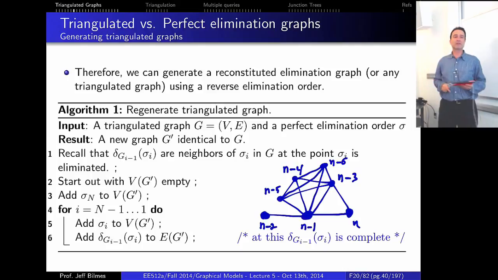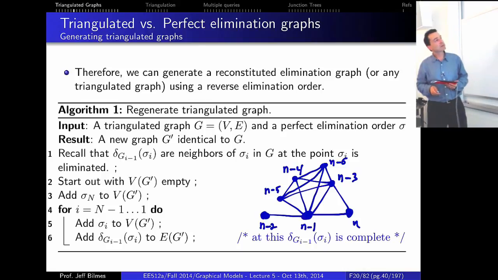Now, you might think, why do we care about this algorithm? Because it's going to be an important part of a critical algorithm for identifying when a graph is triangulated, called maximum cardinality search. So this is sort of a precursor to the maximum cardinality search algorithm that we will see later today. Any questions on this?